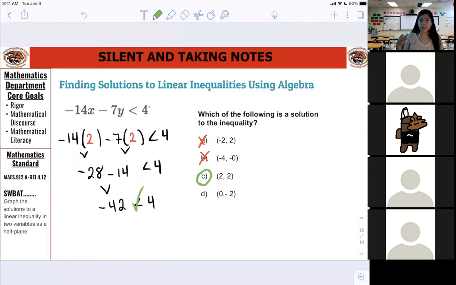So that's the process. Again, we're not looking for them to match because it's not an equal sign. We're just looking for the inequality to make sense. Make it make sense, okay? Negative 42 is less than 4, and that is a true statement, so that's the correct answer. Do I have any questions on this? You guys will get a chance to try it on the next slide.